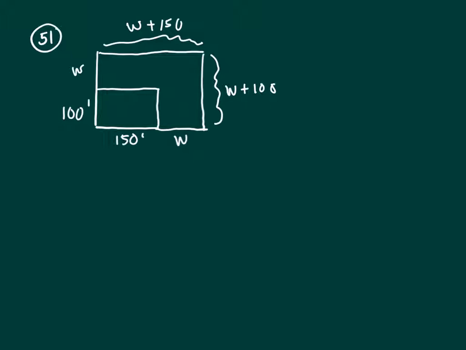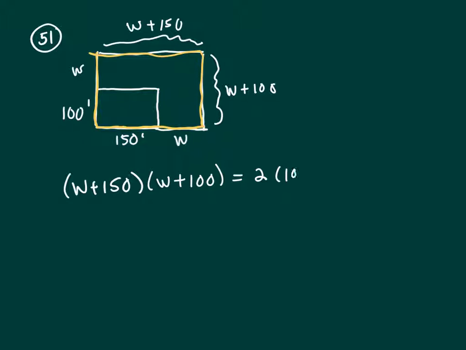So if I want to find the area of the large lot, that's what I'm talking about here, I take W plus 150 times W plus 100. And then it tells me what? If the area of the enlarged lot is twice, it's the equal sign, twice the area of the original lot, and the original lot would be 100 times 150. So I've got an equation here. I need to solve for W.